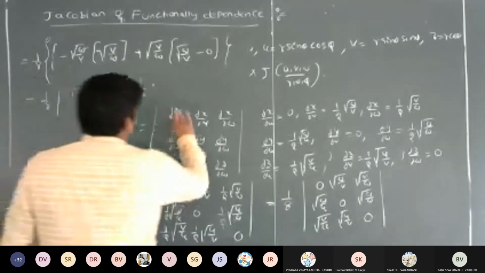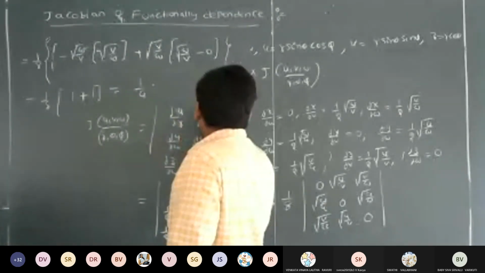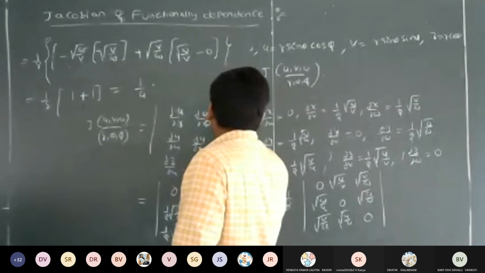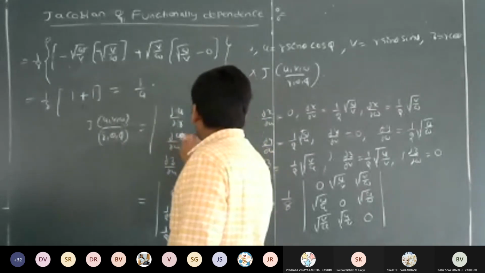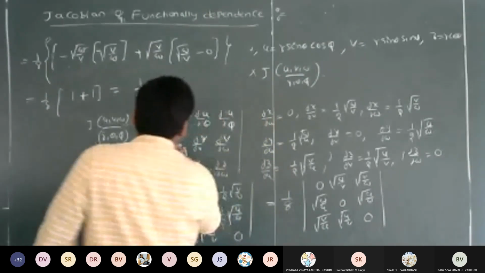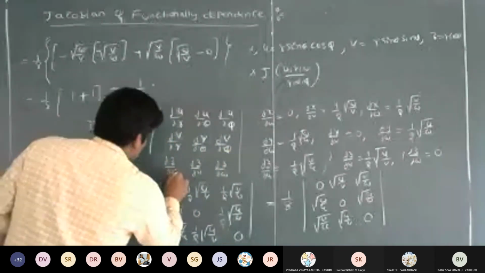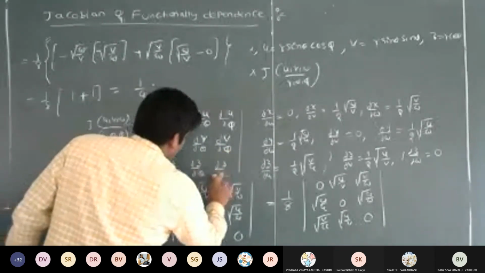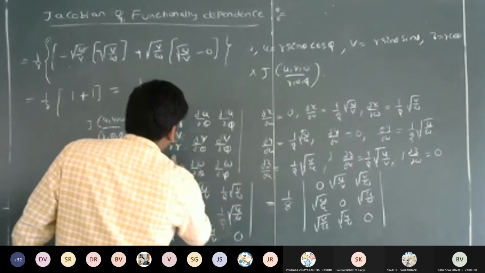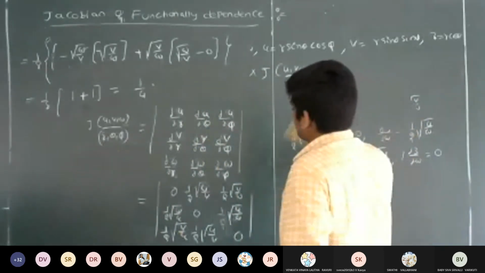So this is one of the important tasks. It is ∂u/∂r, ∂u/∂theta, ∂u/∂phi. Same for v: r, theta, phi. Here also r, theta, phi for w. So therefore, you can calculate the corresponding values.